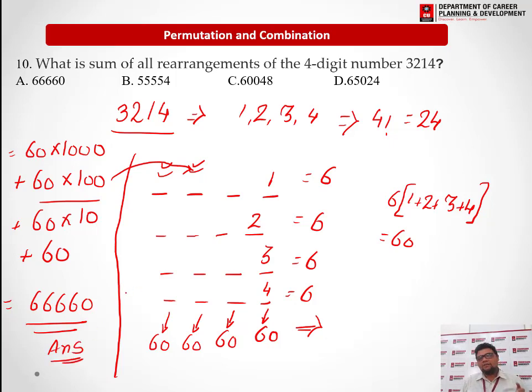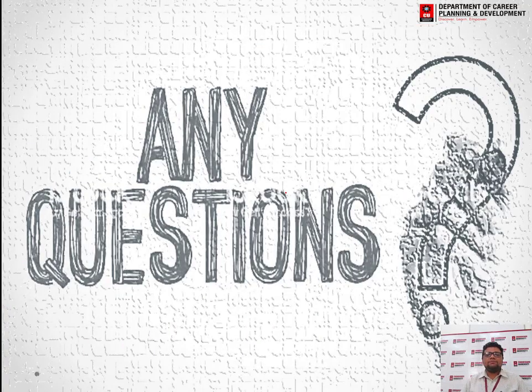Keep in mind, if 4 digits are given, we are forming the 4-digit number only, and we are finding the sum of all the possible rearranged numbers. Okay, so this is our last question based on permutation and combination. So this is the complete topic, permutation and combination.